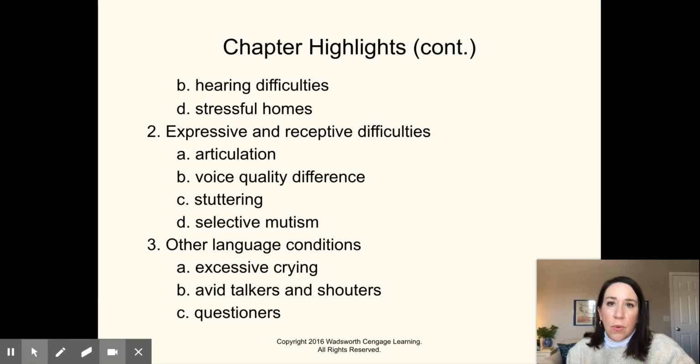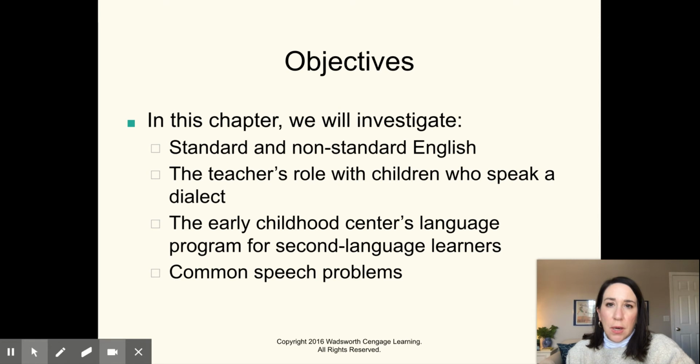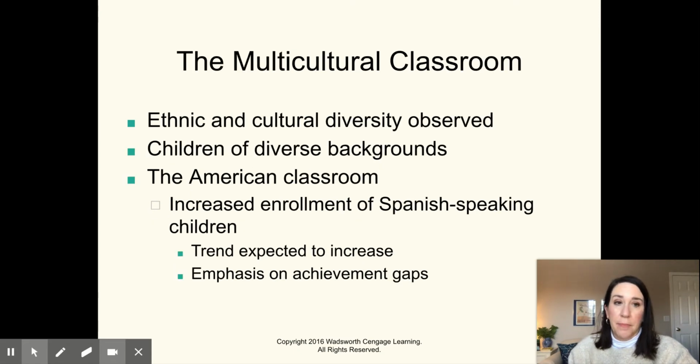Okay, so I'm just going to go through here. In this chapter, we're going to talk about standard and non-standard English, what a teacher's role is with children who speak a dialect, your early childhood center's language program for second language learners, and common speech problems.